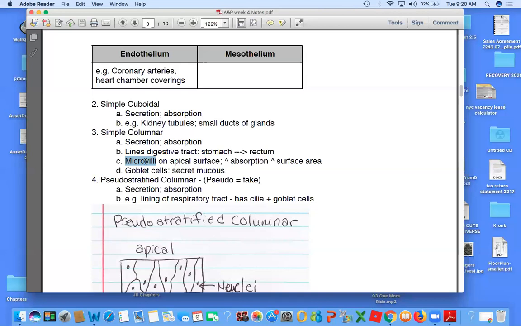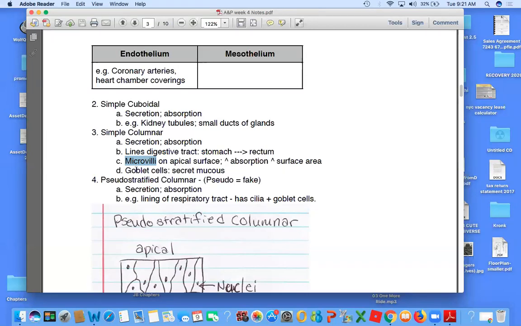And what does a hill do? If you just have a flat surface, you're not going to absorb much. If you have a hill going up, that gives a lot of surface area on which to absorb and send out enzymes. So the microvilli allow your digestive tract to do a great amount of absorption and secretion, okay?